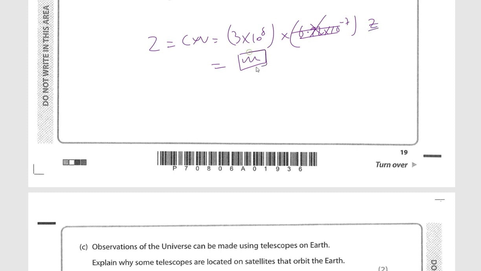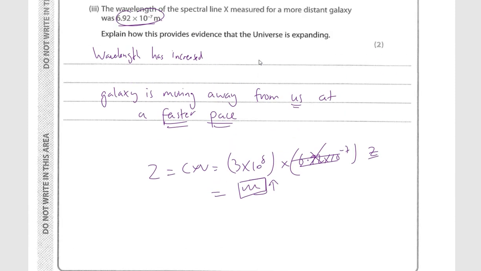Now we notice that this number here is higher. It means that it's getting away from us faster. Faster. That's the thing that we need to remember. This is the thing people mess up. Faster.